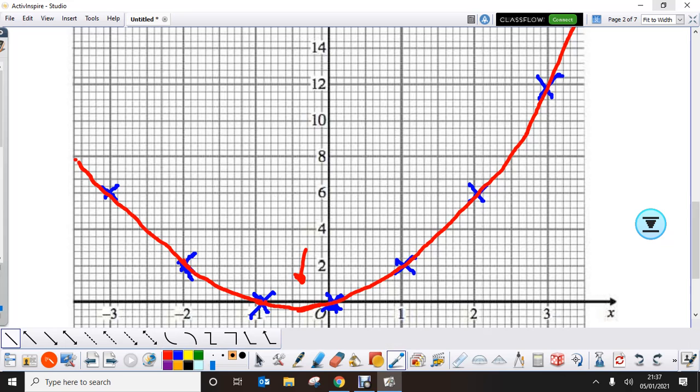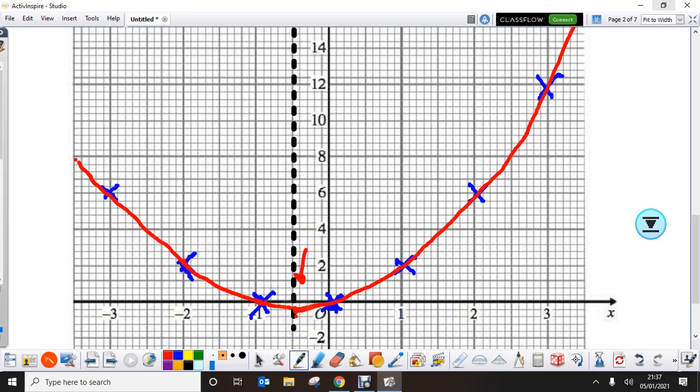If we're thinking about when we did our key points, remember my line of symmetry is going to come halfway between the two lowest values. If I have two lowest values, like a median, the halfway point is going to be halfway between those two values. That's my turning point and my line of symmetry. So again, there's my turning point.